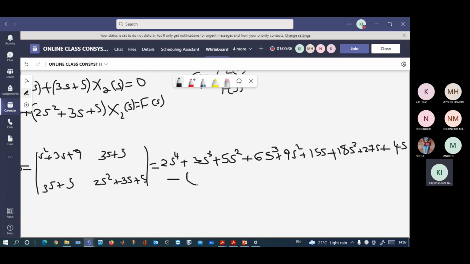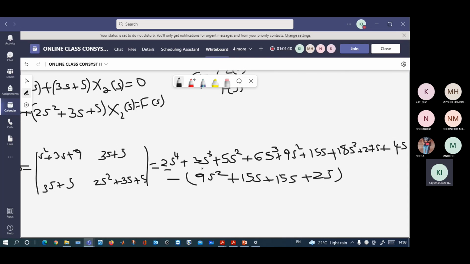Then we can now do this direction. It's going to be minus 3s times 3s, 9s squared. Minus 3s times 5 is plus 15s, minus 15s again, and this one times 5 is going to be plus 25. Okay, so we can solve this one.